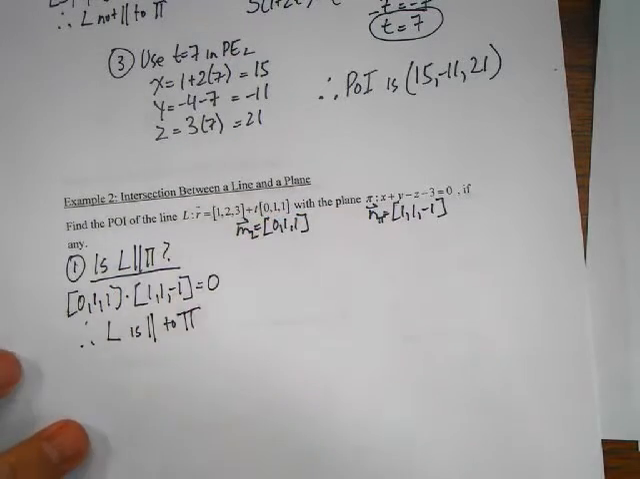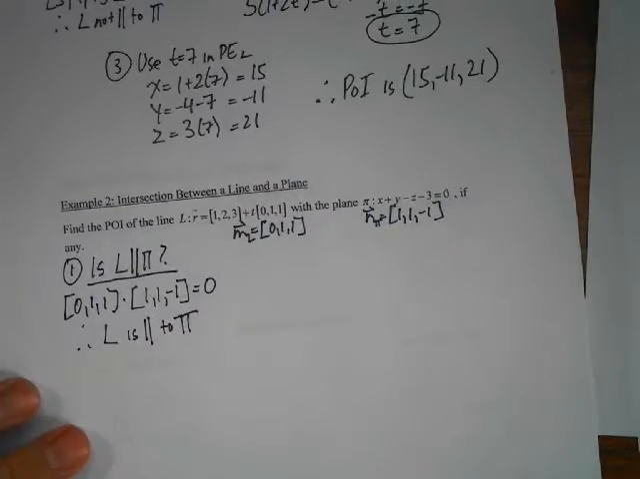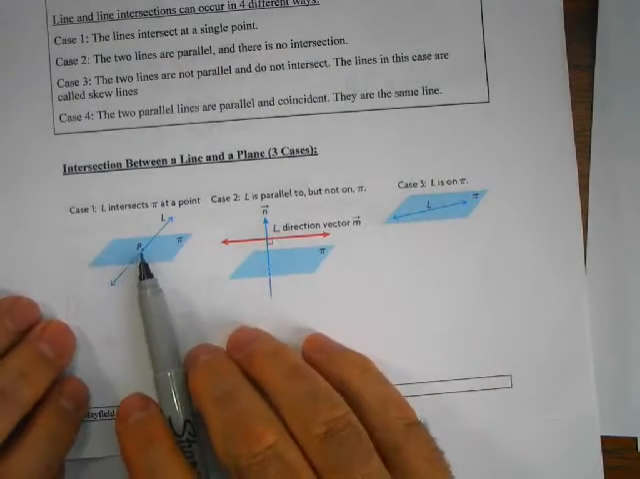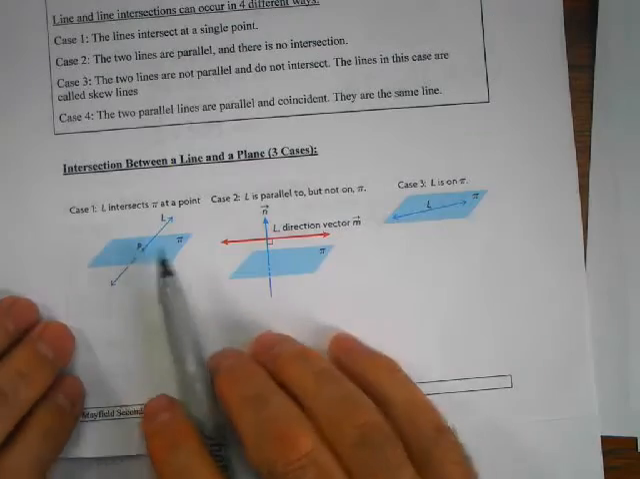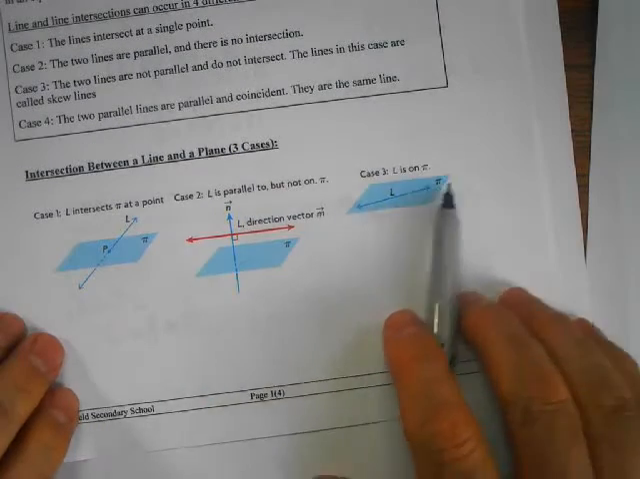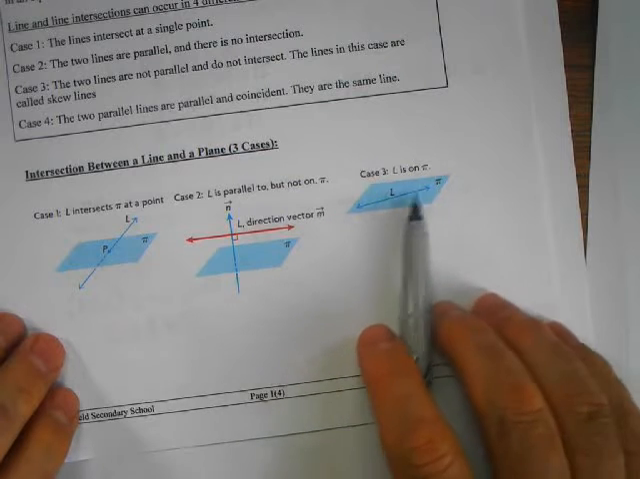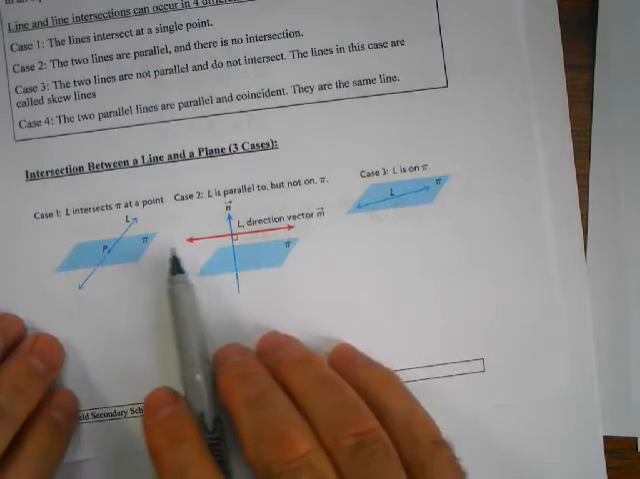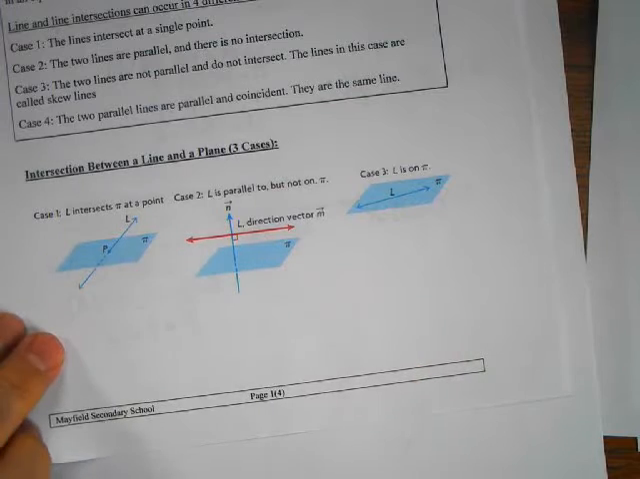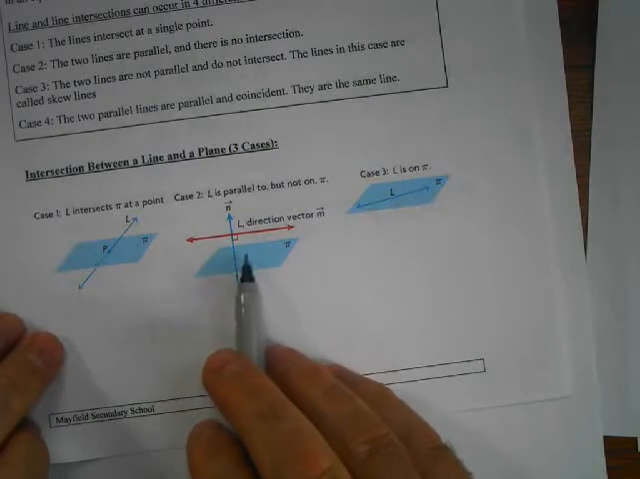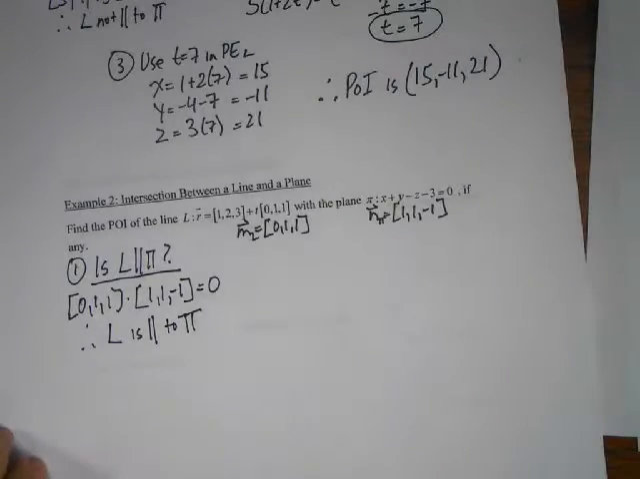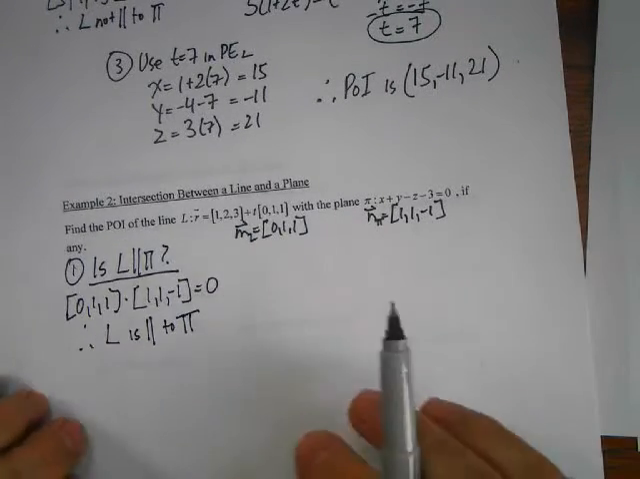Okay, so if we look at our three cases, we know it's not this one because in this case they're not parallel. But it could either be that the line is on the plane, so every point on the line is an intersection point, or there are no intersection points because, even though they're parallel, there are no points in common. So we still have to go through the same process.